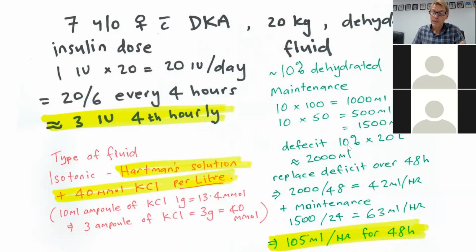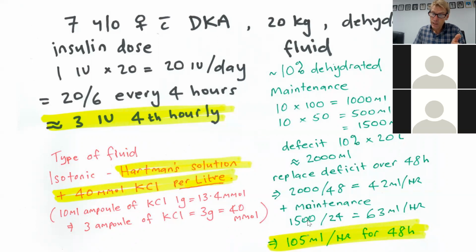The deficit is 10% of 20 litres. Remember, a 20-kilo child is roughly 20 litres of fluid. So that child's deficit is about 2 litres, all right, 2,000 mils. If you want to replace the deficit over 48 hours, that's 1,000 mils per day, plus his maintenance of 1,500 mils.